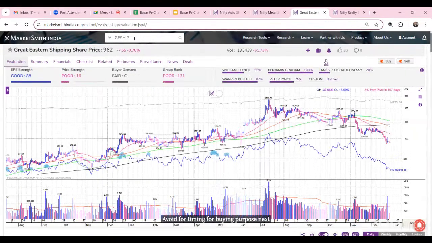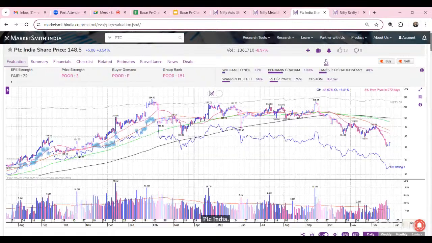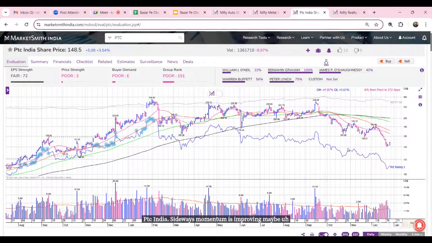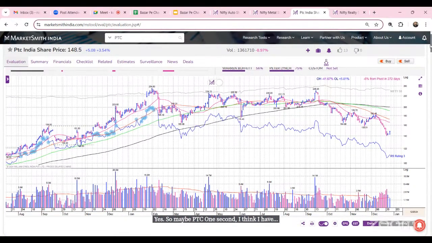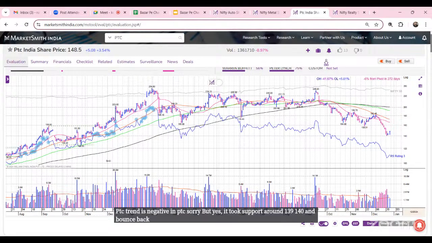Next, PTC India. Sideways. Momentum is improving. PTC trend is negative, sorry. But yes, it took support around 139, 140 and bounced back. Maybe this bounce back will continue toward the 160, 165 level in PTC.